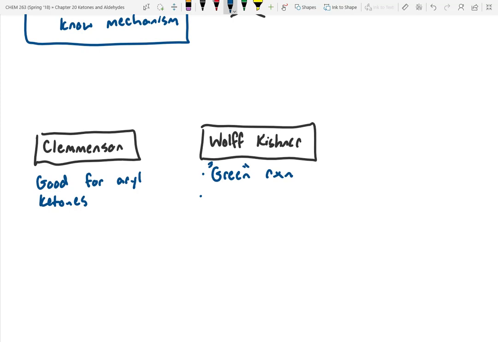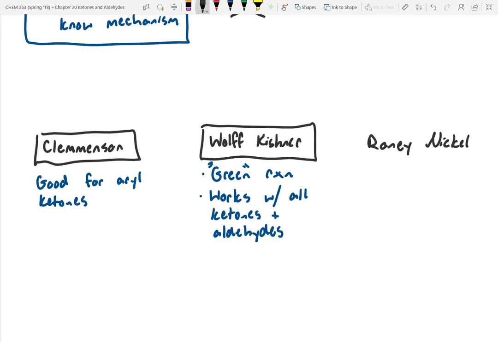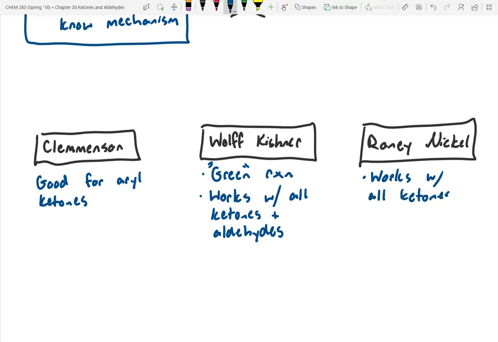So it works well in that regard, and it works with all ketones and aldehydes, which the Clemmensen reduction doesn't work well with. And then I'm going to put Raney nickel over here. Like I said, Raney nickel also works with all ketones and aldehydes. And it is relatively green.